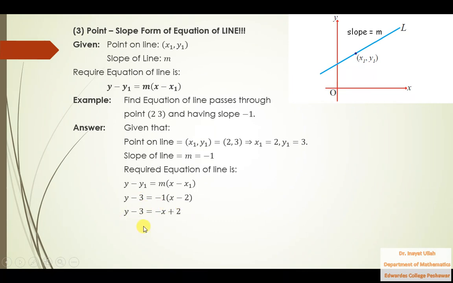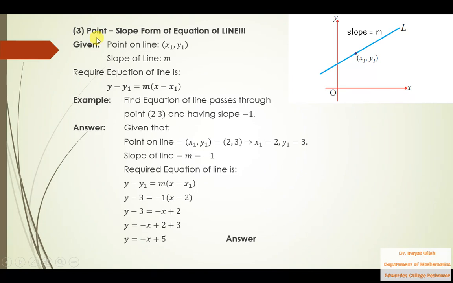Now we are in a position to write this equation in slope intercept form, by transferring this -3 to that side. To get this form, we have shifted this -3 to that side, so that will become +3, and -x plus 2 plus 3 will become +5. So y is equal to -x plus 5 is the desired equation of line.